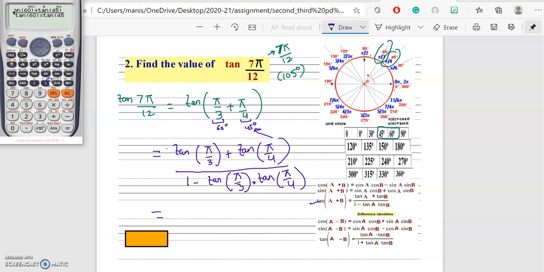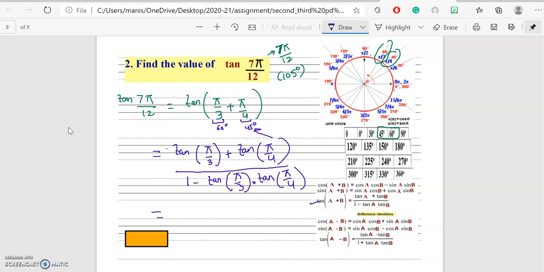So what I did is I changed this entire thing from radians to degrees to find my answer. My answer is negative 2 minus radical 3. So this is the answer. The reason I am doing all this work is that the question is given in the form of radians, so I need to use the steps in radians, but I can also find my answer using my other approach.